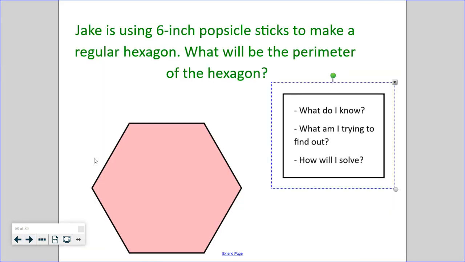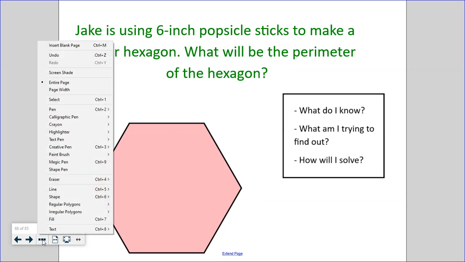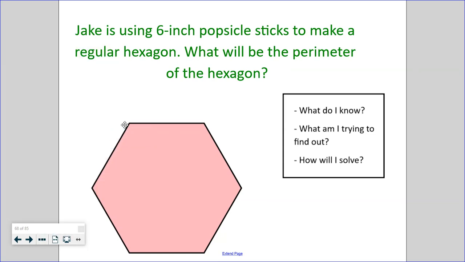So here is an example of a story problem involving perimeter. It says, Jake is using 6-inch popsicle sticks to make a regular hexagon. What will be the perimeter of the hexagon? So what are we trying to find out here? We are trying to find the perimeter. Remember what perimeter is? Perimeter is the whole, okay?